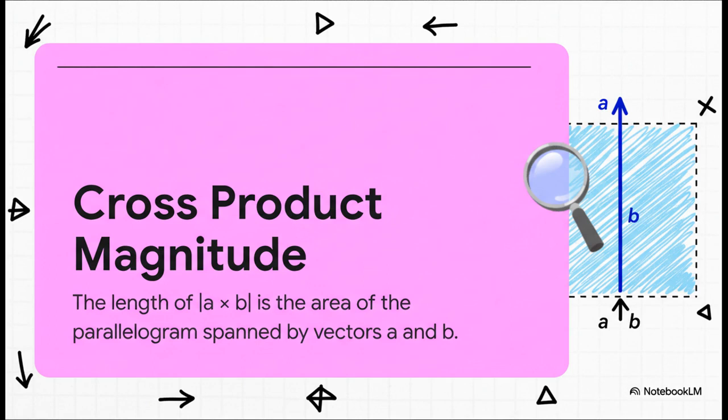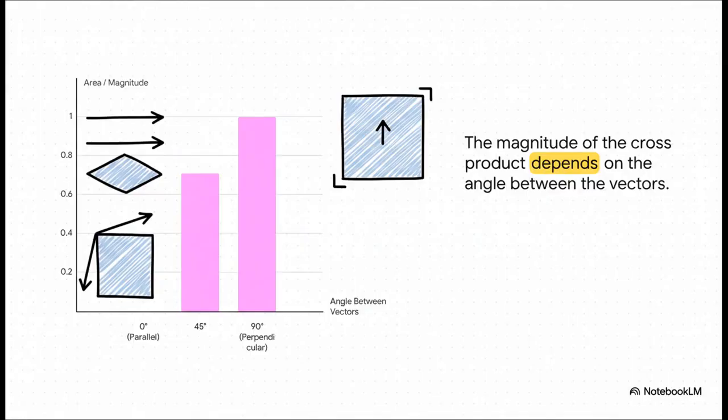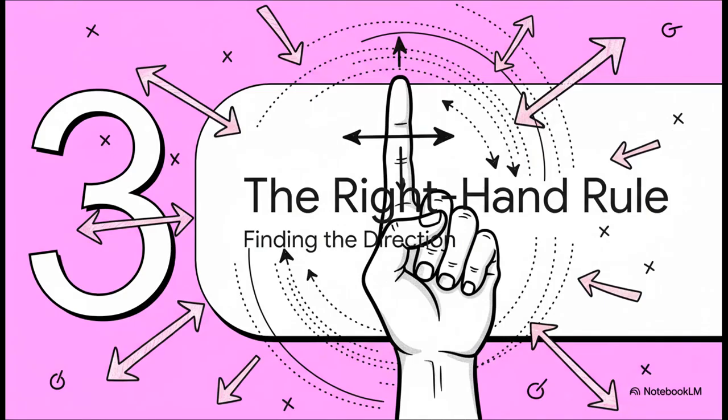Simple as that. And you can see that perfectly right here in this chart. When the vectors are parallel, pointing the same way, there's no parallelogram to even speak of, right? It's squished flat. So the area is 0 and the cross product's magnitude is 0. But as you increase that angle between them, the area gets bigger and bigger until it hits its absolute maximum when the vectors are at a perfect 90-degree angle from each other. Okay, so we've got the length of our new vector figured out. That's half the puzzle.